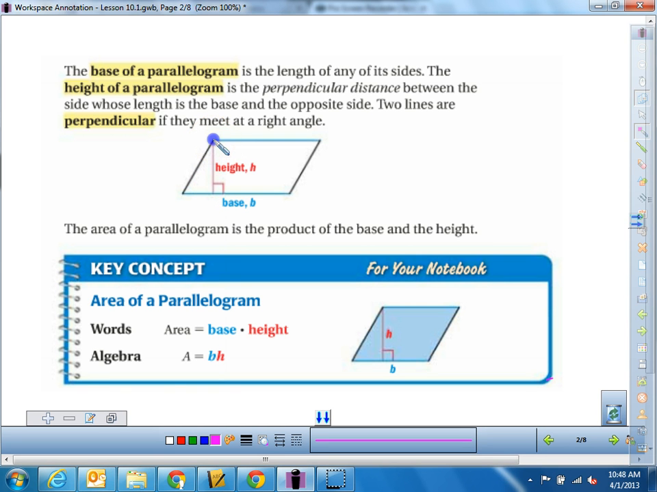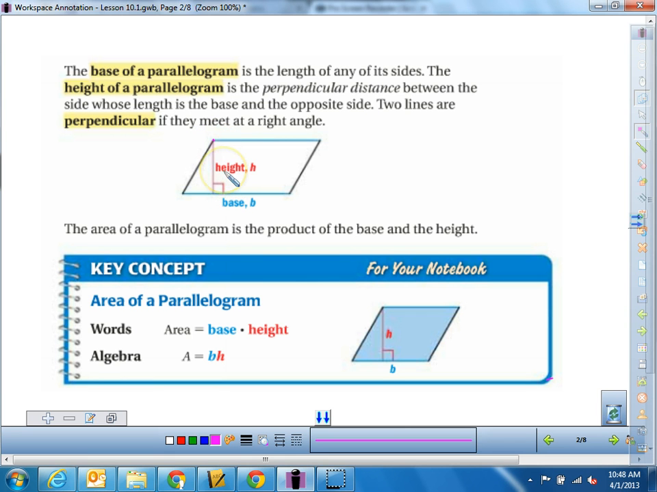It's like if you were to go to the very top point and drop a weighted string straight down, it's going to meet at a perpendicular line with the base. So this is the height, not the side. The base will always be a side, but the height is not the side when it comes to a parallelogram.